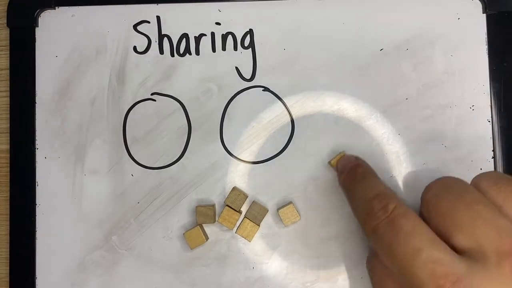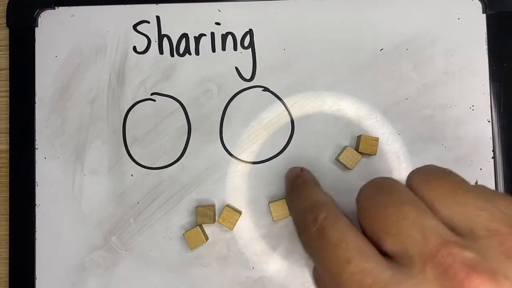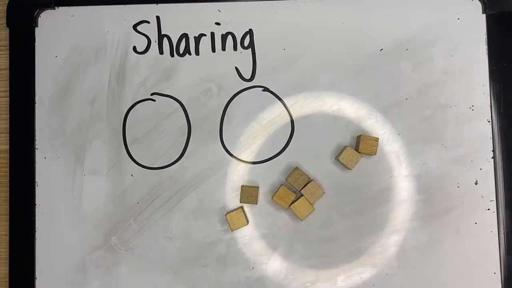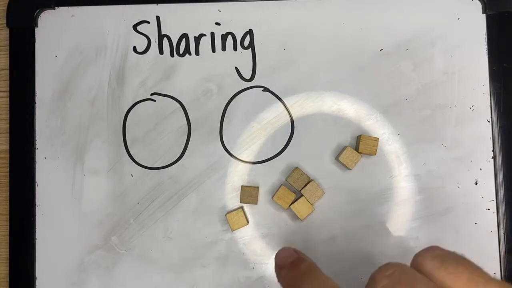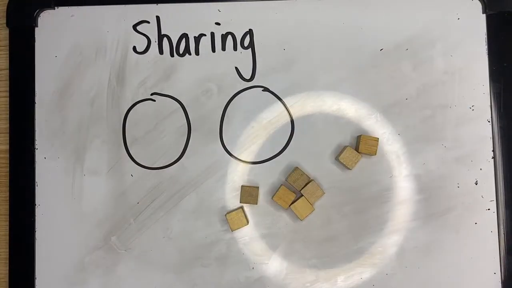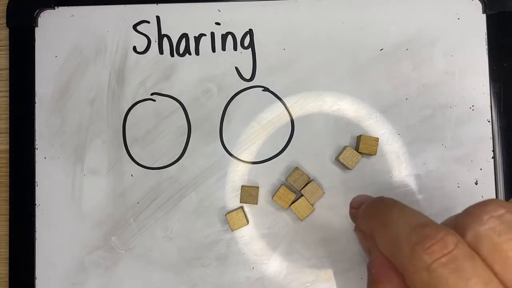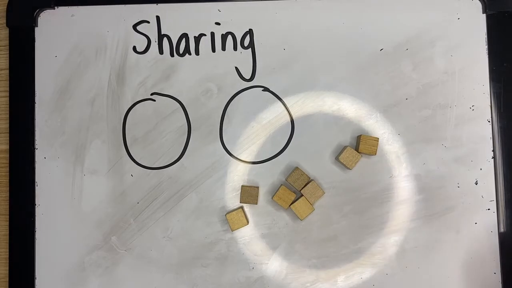I know that I have 1, 2, 3, 4, 5, 6, 7, 8 counters, and I know I have to share them amongst 2 different groups, but I don't know how many is going to go in each group. So when we share, it's very different to grouping, because in grouping, we don't know how many groups we have, whereas in sharing, we don't know how many each group is going to have.